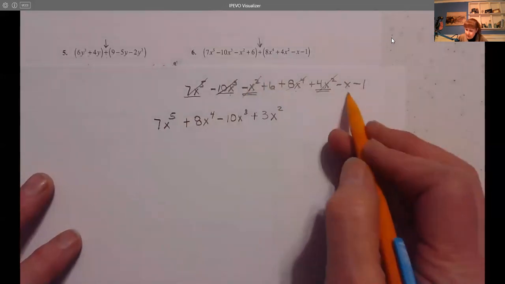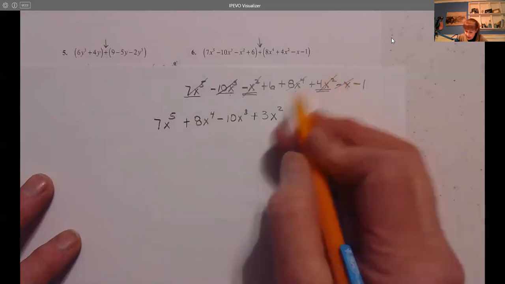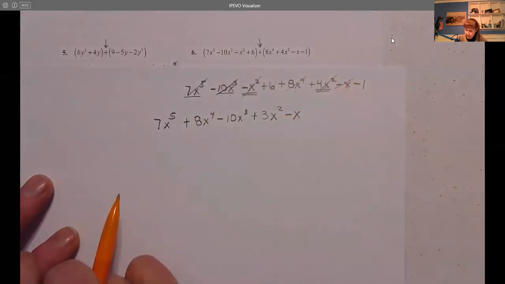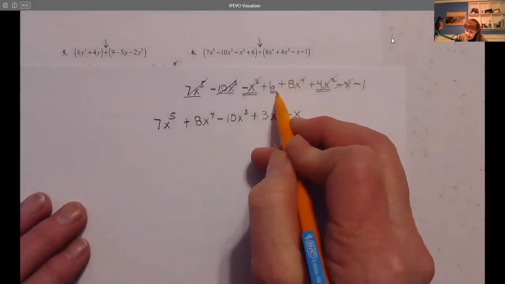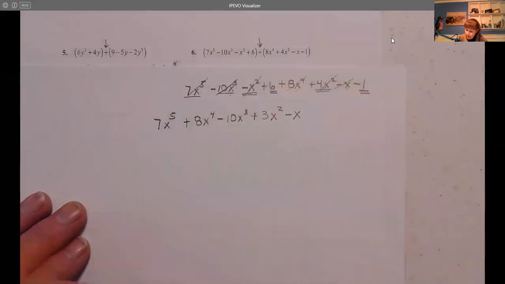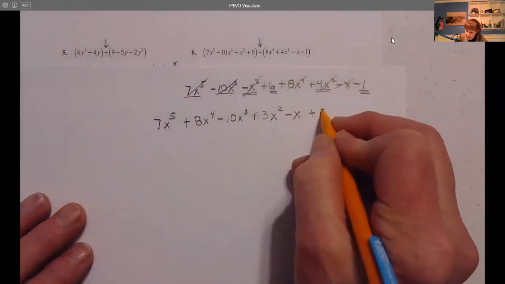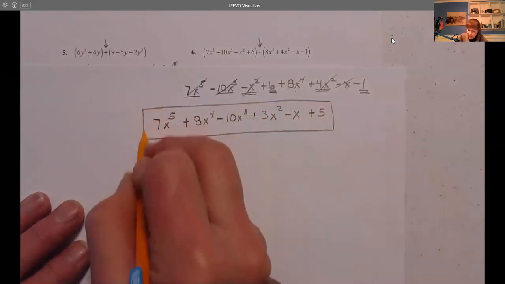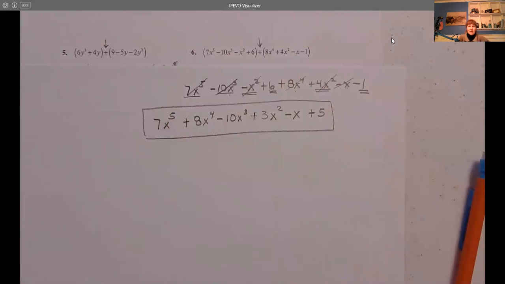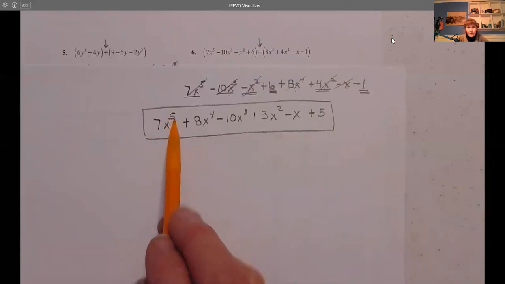Next is the x to the 1st. That looks like my only one is a minus x. Nothing to combine it with. It'll just stay. Here I have a 6 as a constant, no variable with it, and a -1. So I'll combine those and get +5. That is your answer. You don't have anything that long in my math lab. It takes a while to type those in. However, this is a polynomial and it has a degree of 5.